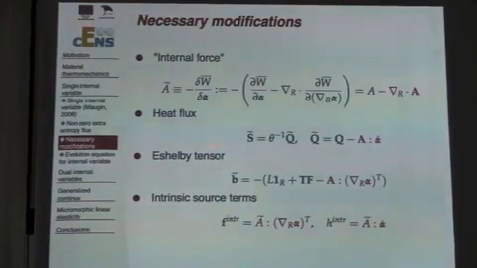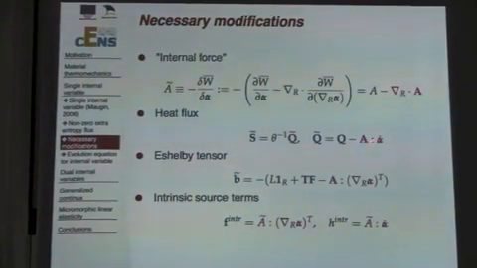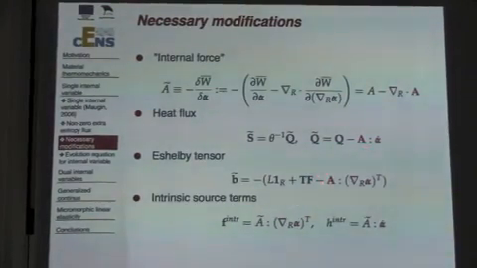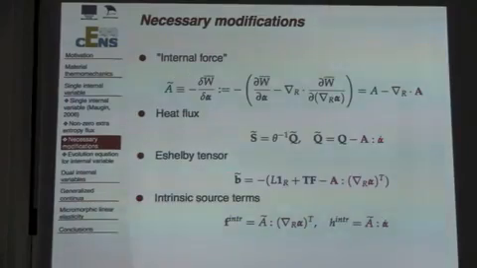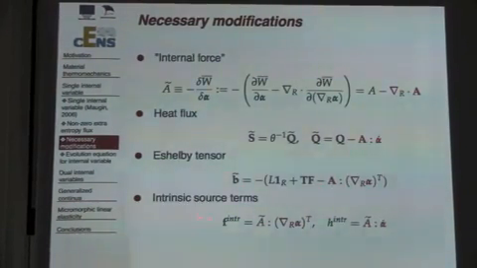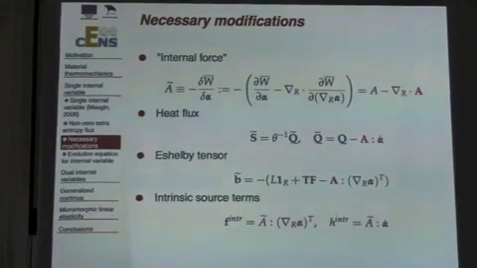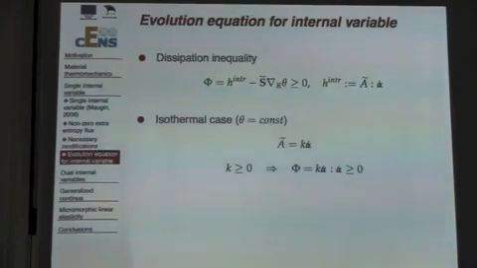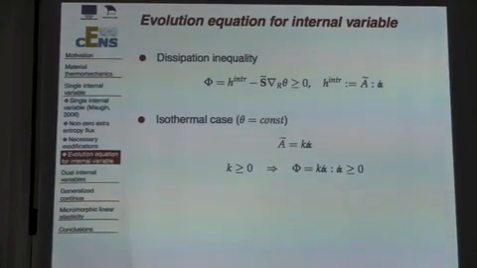So we can see that the heat flux is modified by the influence of internal variables. The Eshelby tensor is also modified by this, and the intrinsic source terms, both for force and heat source, also depend only on the internal variables. So let me go further. And then we go to the dissipation inequality, which just now has this form. And this intrinsic heat source depends only on the internal variable.